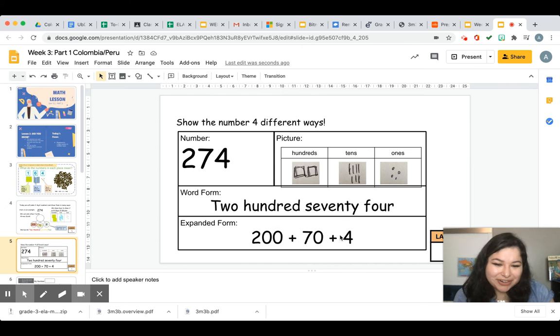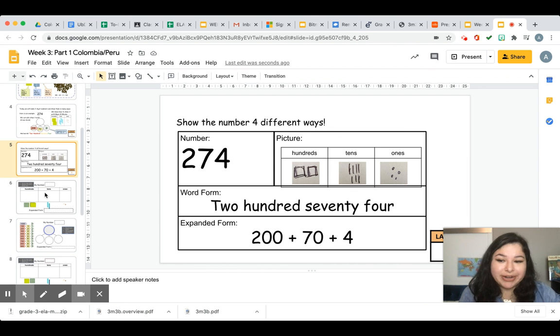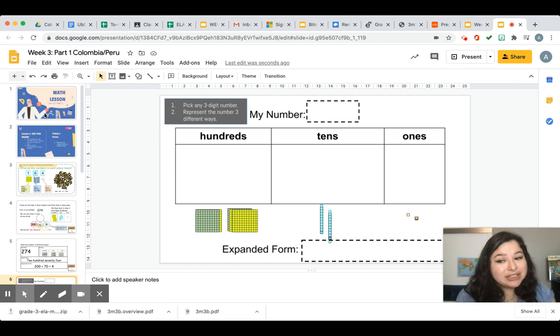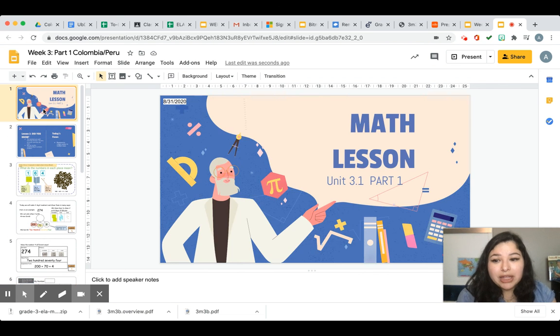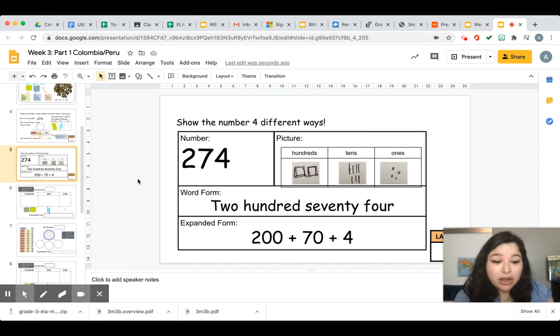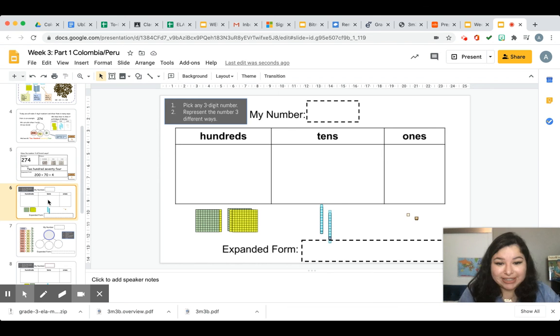And lastly, they wrote it in expanded form as well, just like on our last slide. So those are some different ways that we will be showing our numbers today. As you can see, you will have these slides as well for review. On slides 1 through 5, there's nothing you need to do. Those are meant to just be review for you and a resource if you want to look back at the examples. And you'll go ahead and get started on slide 6.